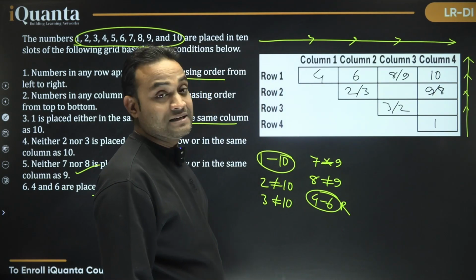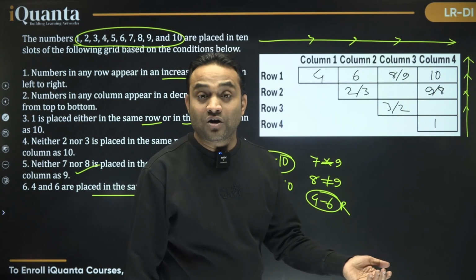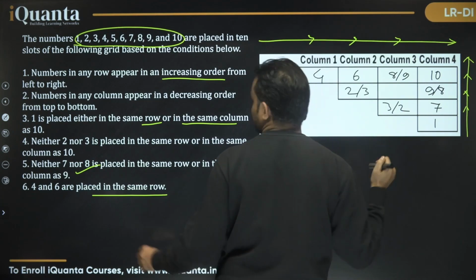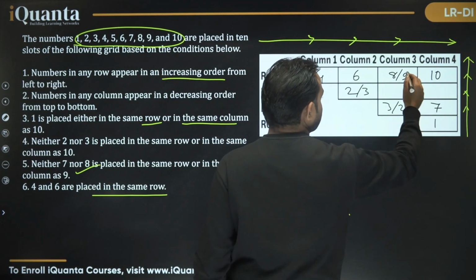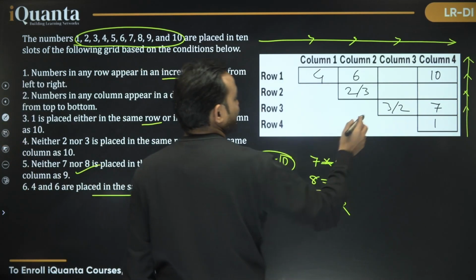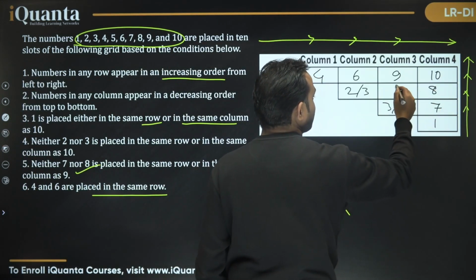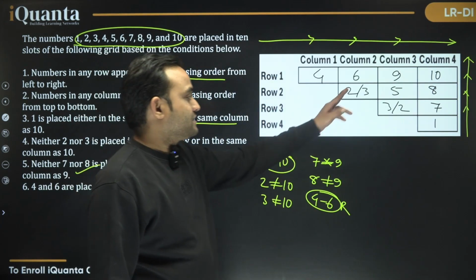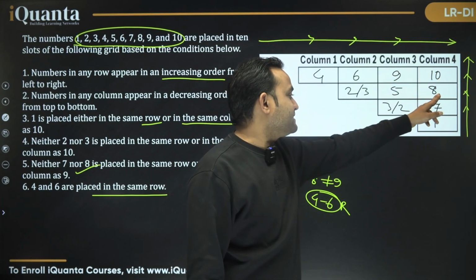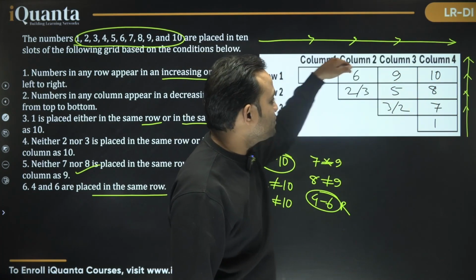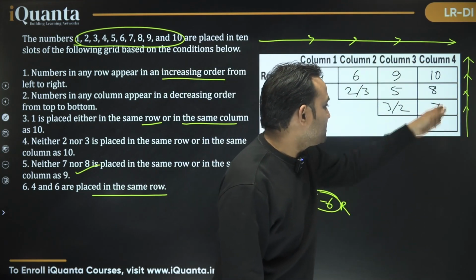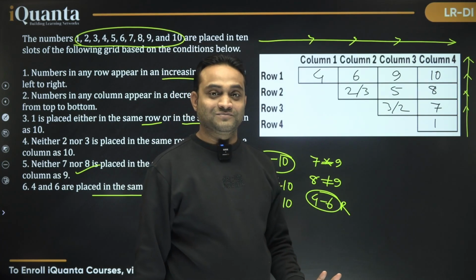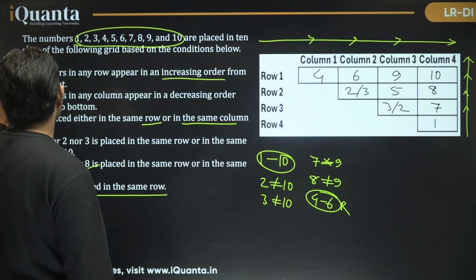Now think about this, that 9 and 7 cannot be together. So this cannot be 9. 7 can only be here. So 9 must be here, 8 must be here, and 5 must be here, right? Now can I say that 9 is here, 10 is here, 8 is here, 7 is here? Now each row's numbers are in increasing order, each column's numbers are in increasing order, and all the conditions are satisfied, right? So we can now solve these questions very easily.